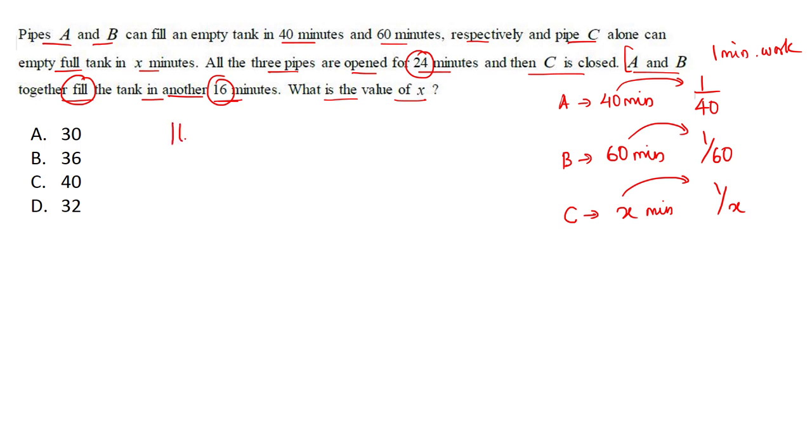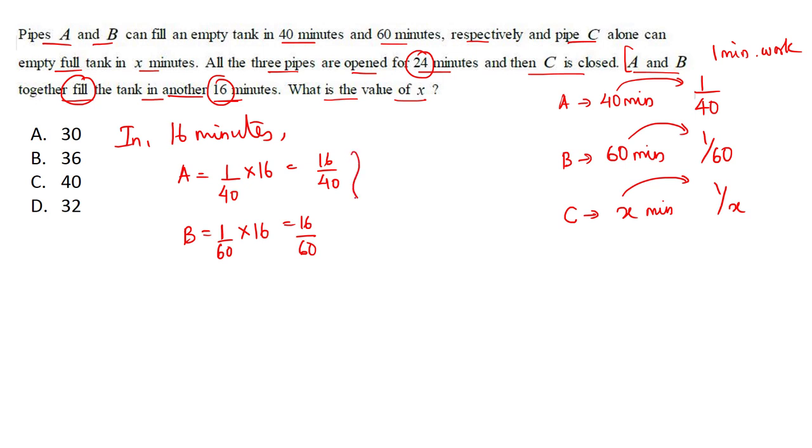Now, pay attention. In 16 minutes, how much tank is filled by A and B? A in 1 minute fills 1 by 40, so in 16 minutes it is into 16. B fills 1 by 60 in 1 minute, so in 16 minutes it will be into 16. So what we are going to get is 16 upon 40 and 16 upon 60. Now since both of them are working together, how much tank is filled by both of them in 16 minutes?